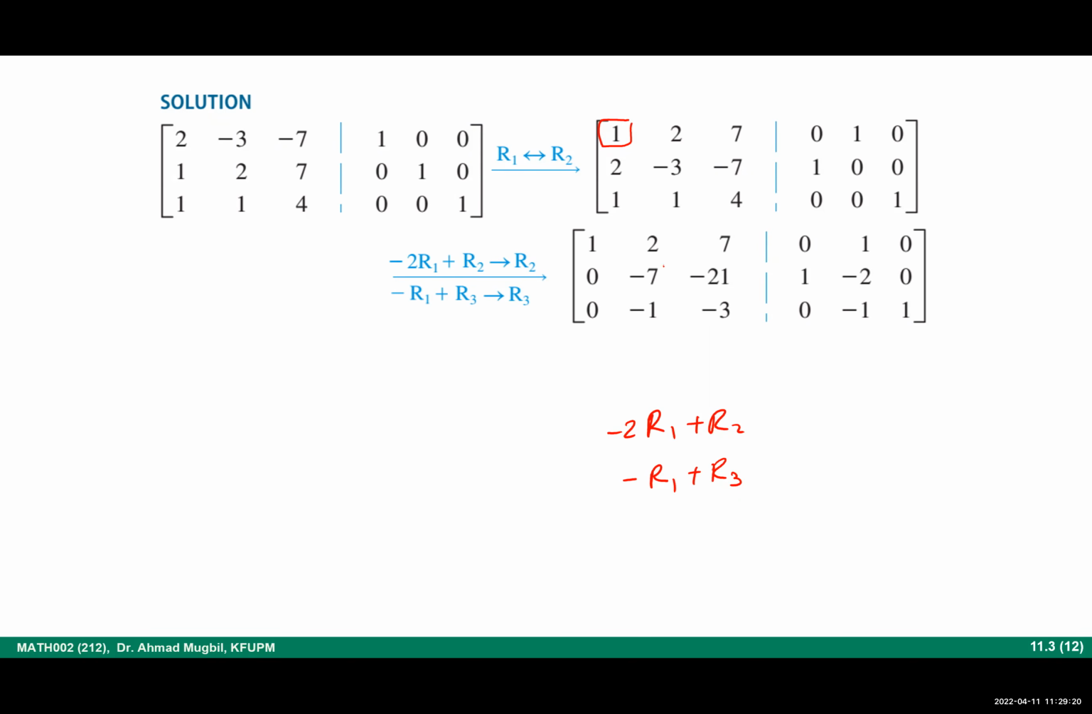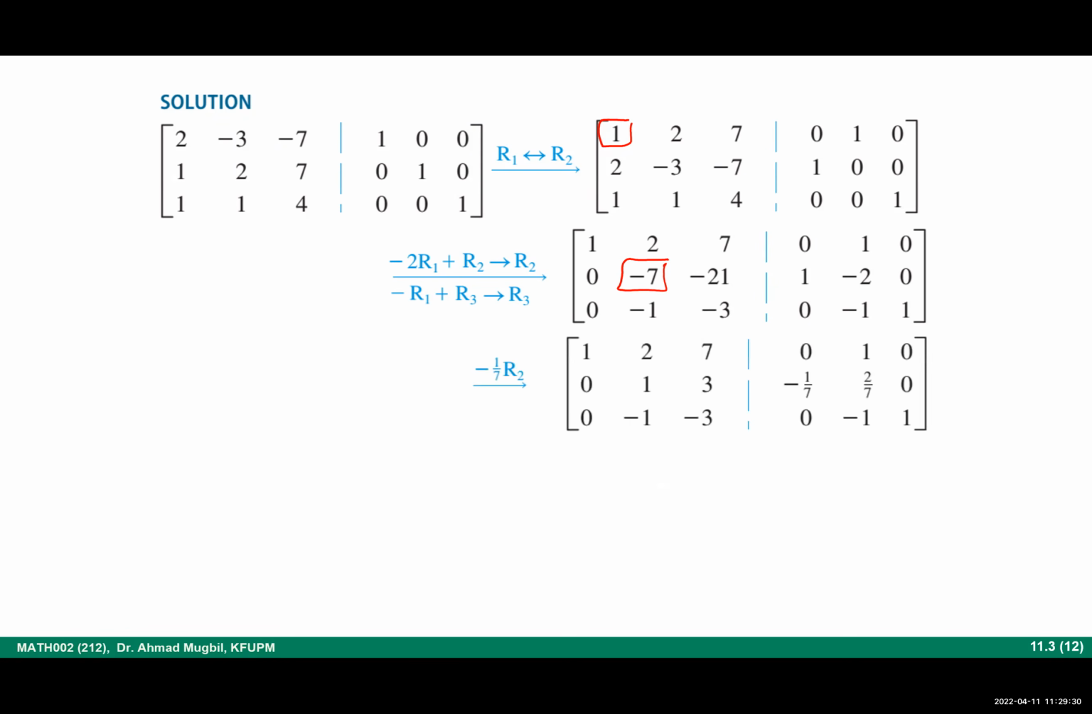Now we need this to be 1 and this to be 0, this to be 1 as much as possible, of course. So let's multiply the second row by -1/7. And here we are, this is 1. And now we can eliminate this, we make it 0. So we will just add the first row to the third and write the result in the third.